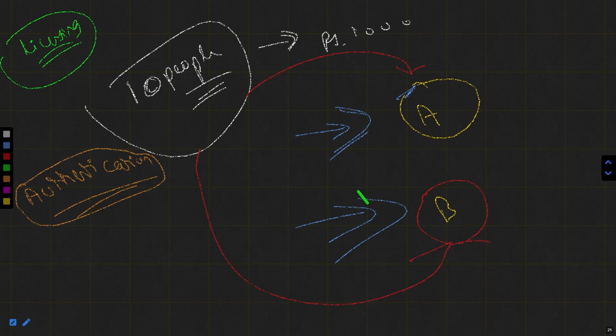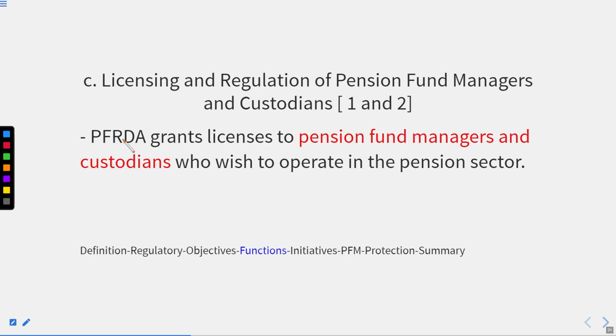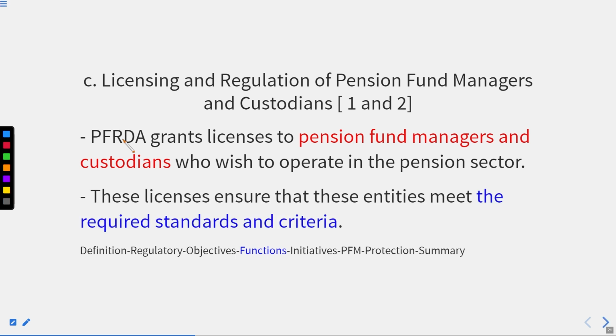Because in future, if anything negatively happens, then these people will have a right to move to the appropriate authority. Because they have invested the money in that particular fund manager or custodian which has the license from PFRDA. So the PFRDA grants licenses to pension fund managers and custodians who wish to operate in the pension sector. This license ensures that these entities meet the required standards and criteria.